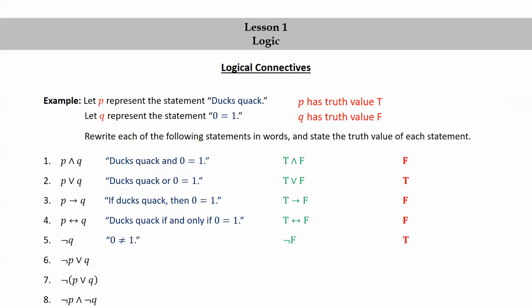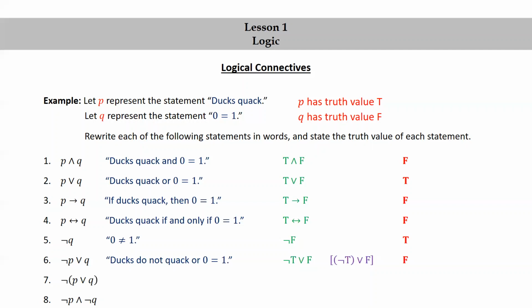Not P or Q can be written ducks do not quack or 0 equals 1. Not true or false. Now, we should just point out here real quick before we do this that when a negation and another logical connective appear together without parentheses, we always assume that the negation is going to be done first. This is just a man-made order of operations that allows us to write statements that are more readable without having to have lots of parentheses. So we're going to do not true first, which is false, and we get false or false, which is false.